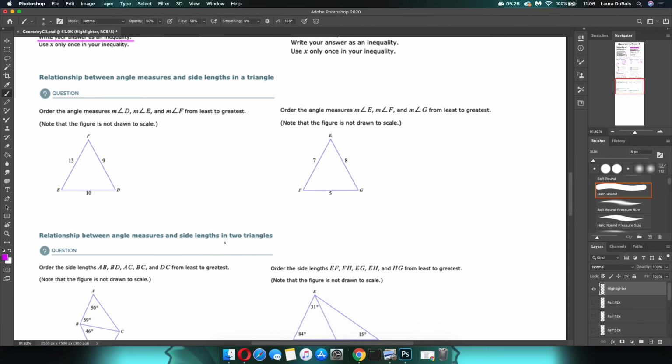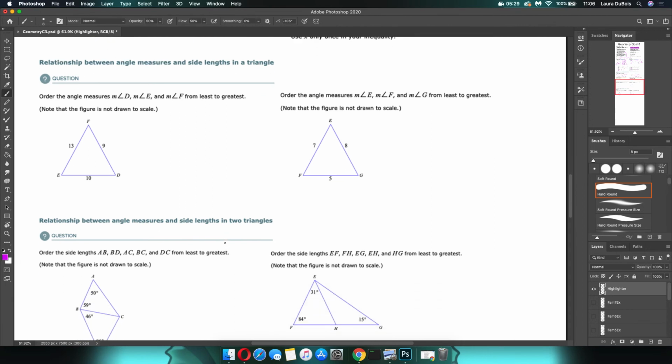Now we're going to take it down again. So in order the angle measures, you're looking at the angle measures from least to greatest. Here's the thing. You have a certain amount of correspondence. So for example, this is the smallest side, so that's the smallest angle. This is the biggest side, so that's the biggest angle. So the measure of angle E is less than the measure of angle F is less than the measure of angle D. That's what they're looking to make you do.